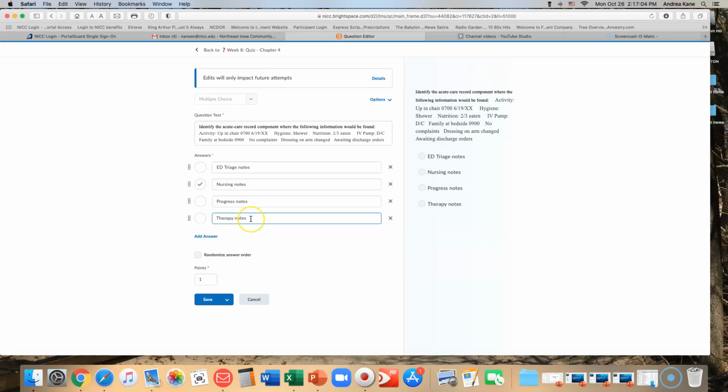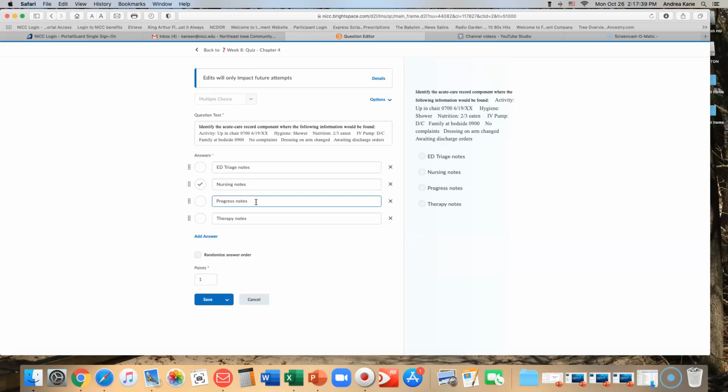All right, why would it not be a therapy note? Well, think about what therapy does. Does therapy shower patients? Therapy might note their meal, but do they talk about dressing on arm change, awaiting discharge? A lot of this information has nothing really to do with therapy. If physical therapy comes in, they're not noting these things. If occupational therapy comes in, they're probably not noting these things either. Speech therapy, definitely not. Respiratory therapy, definitely not.